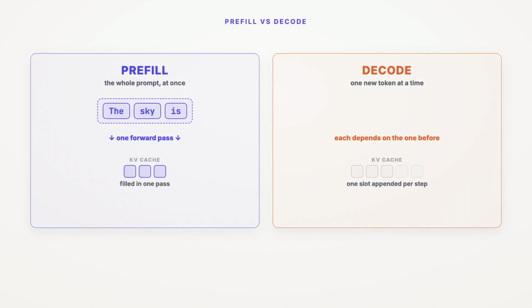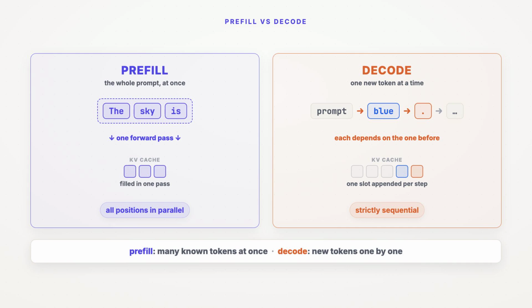Prefill: the whole prompt is known, so all its tokens run through the model together, in parallel, filling the cache in one big pass. Decode: now the model produces 1 token at a time, and each token depends on the one before it, strictly sequential. This is the single most important distinction in how LLMs run. Prefill processes many known tokens at once. Decode discovers new tokens one by one.